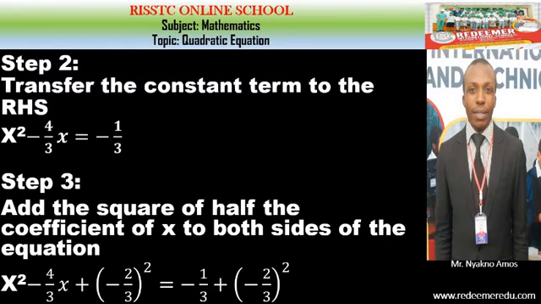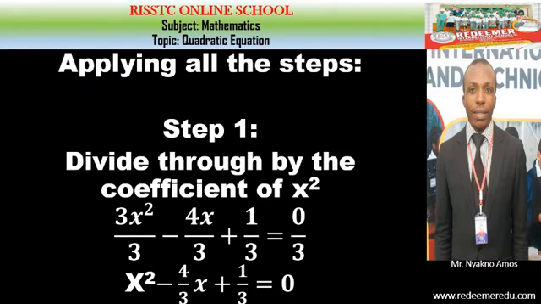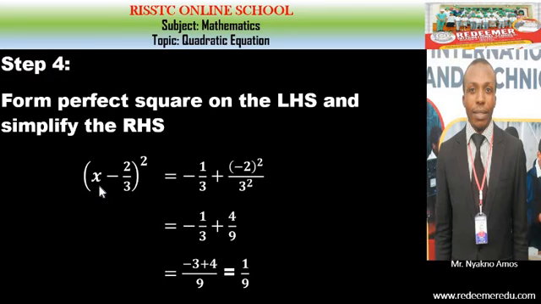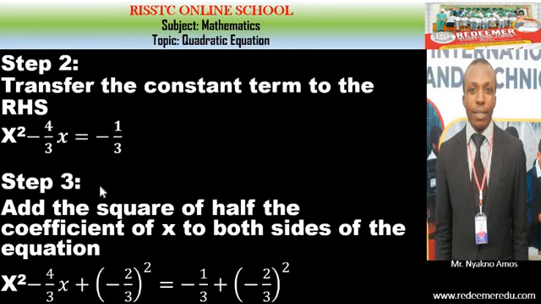Okay, after that we go to step number 2. Transfer the constant term to the right hand side of the equation. The constant term is a term that doesn't contain any variable at all, which is 1 over 3. Now when you transfer that 1 over 3 across the equality sign, the sign must change from positive as it was. It was plus 1 over 3, it must change to minus 1 over 3. That is step number 2. Now step number 3, add the square of half the coefficient of x to both sides of the equation.